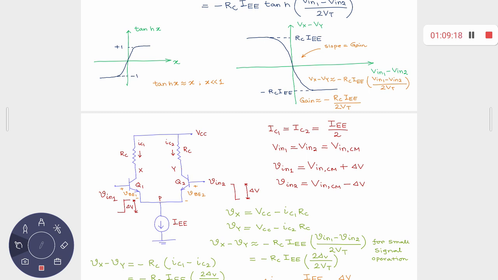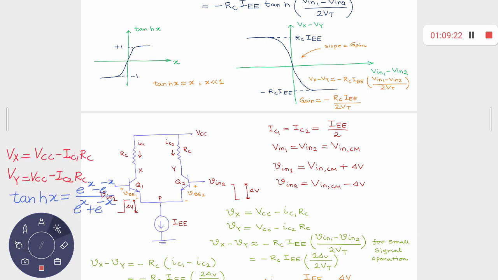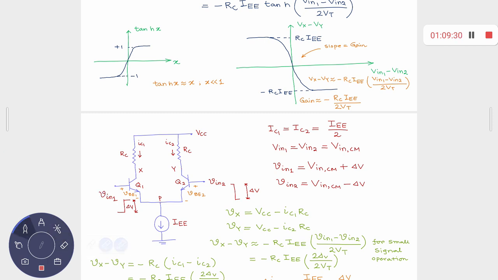Right? So I know that under DC condition, V0 is equal to V2, which is equal to VCM. Whenever I allow the input to vary differentially, I can call V0 equal to VCM plus delta V and V2 equal to VCM minus delta V.